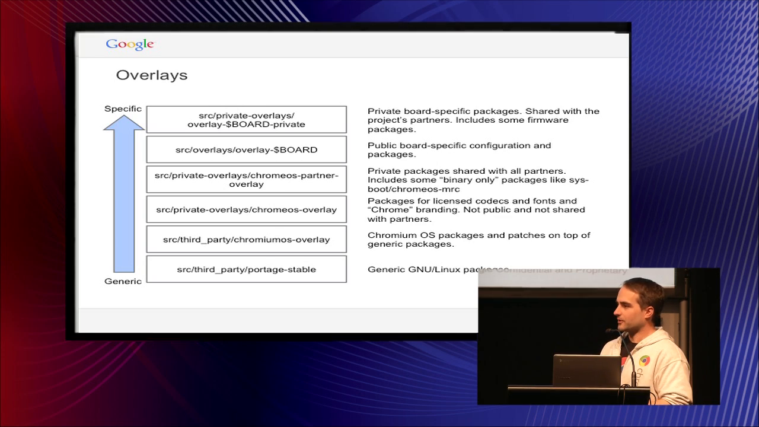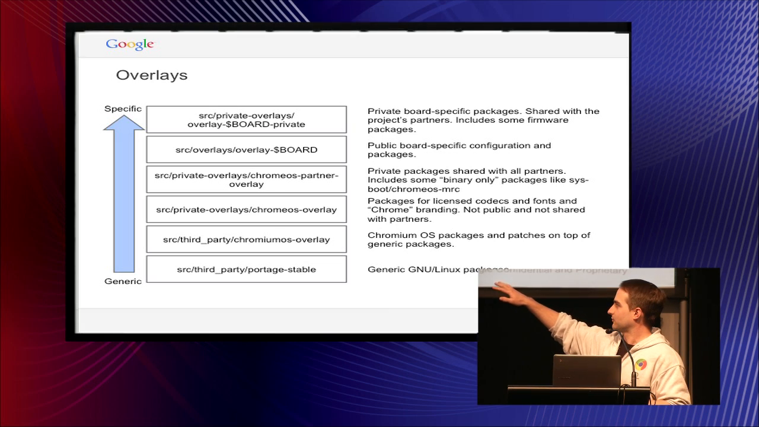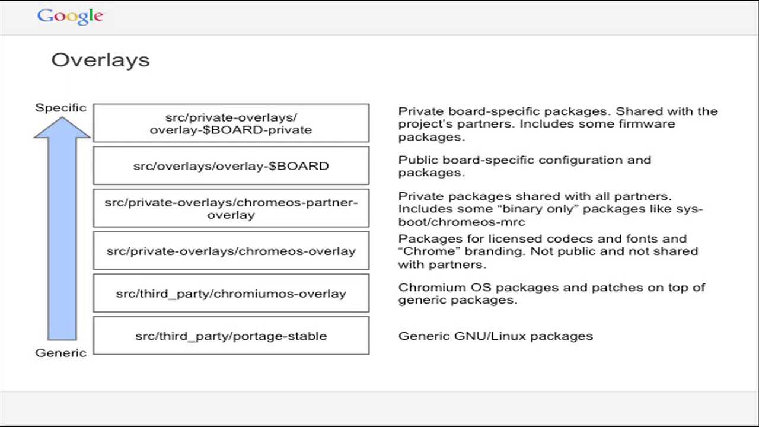If you look at the way that the Chrome OS Portage tree is structured, at the very bottom we have src/third_party/portage-stable. This is the generic Portage set of ebuilds. So if you were to emerge Vim, it would probably come from here, because there's nothing customized for Chrome OS for it. This is just where you get all your basic Linux packages.